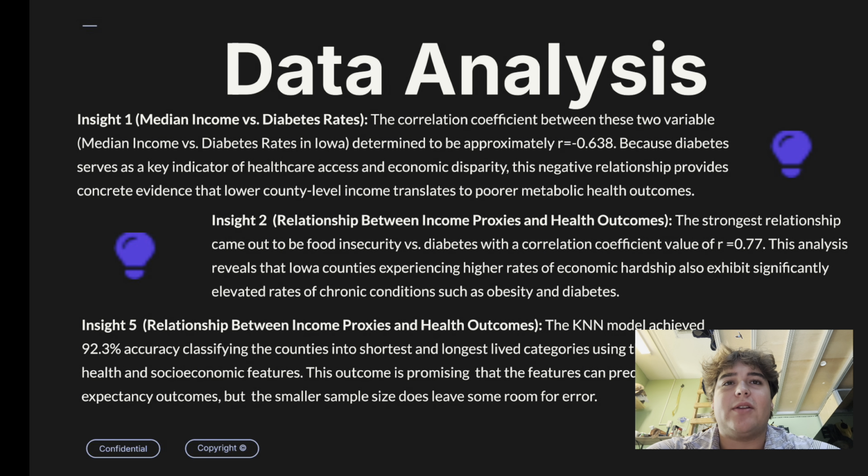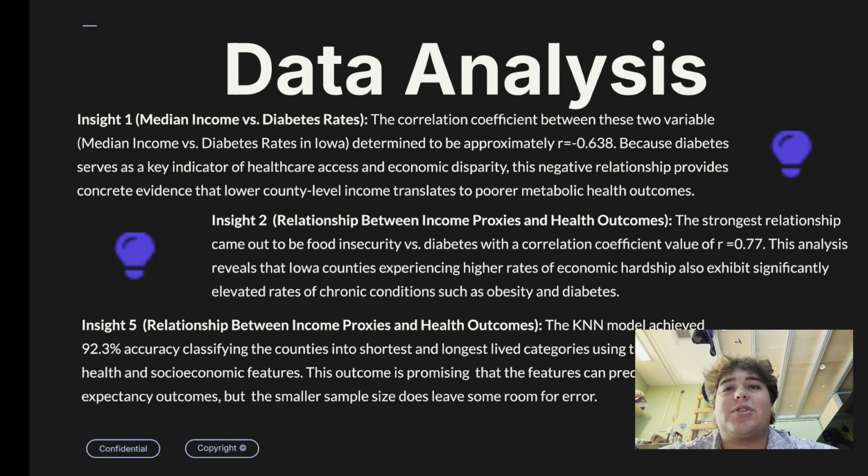After all of our data was handled, we moved on to the data analysis portion. Here I'll show 3 of the insights that we used. For one, we used median income versus the diabetes rate. The correlation coefficient between these 2 variables was about negative 0.638. Because diabetes serves as a key indicator of healthcare access and economic disparity, this negative relationship provides concrete evidence that lower county-level income translates to poorer metabolic health outcomes.